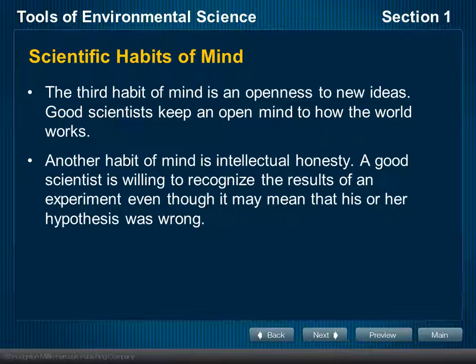Intellectual honesty is a habit of mind. Good scientists recognize the results of an experiment even though it does not go with their prediction. We do our experiment and it completely disproves what we've been working on for the last 10 years. Well, scientists have the option at that point of being honest about that and reporting their work or not. And unfortunately, there's a history within science where some scientists have not been honest about these types of things.